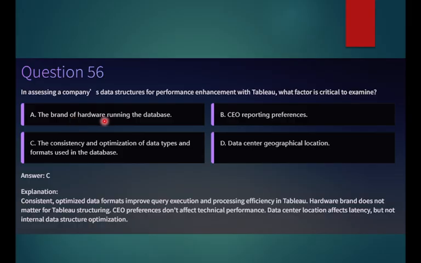The brand of hardware running the database will not have an impact on Tableau structuring, so this is not a correct option. CEO reporting preferences, again, do not affect technical performance. And data center geographical location affects the latency but does not affect internal data and structural optimization. So option D is not correct.